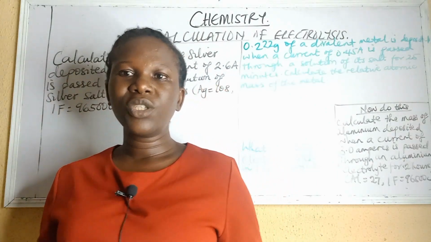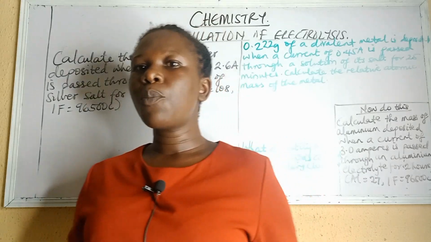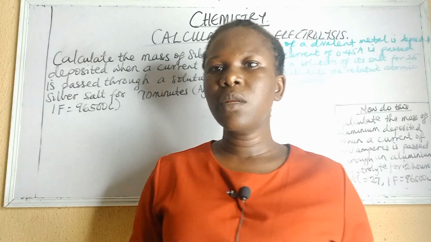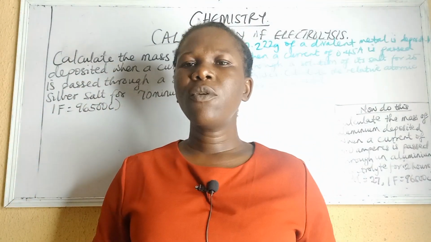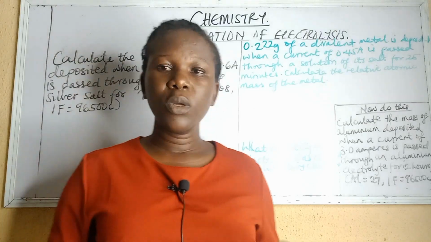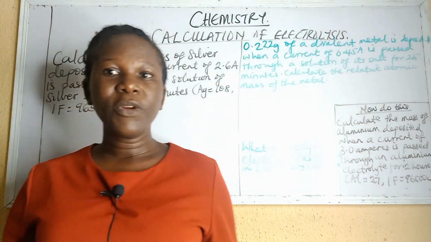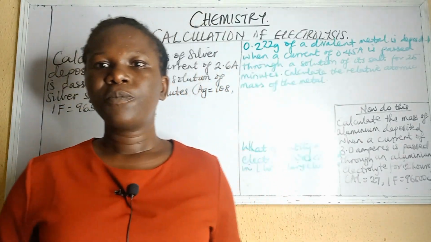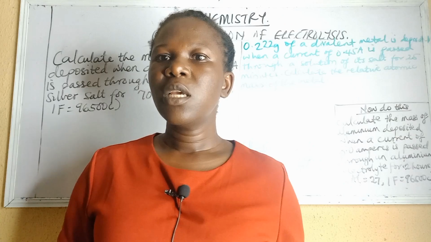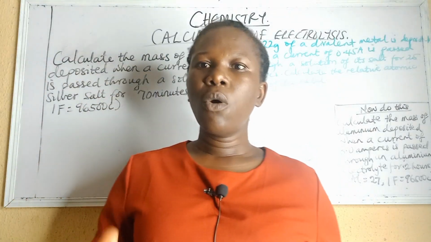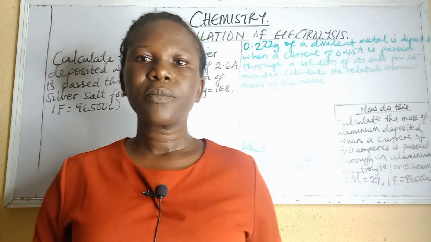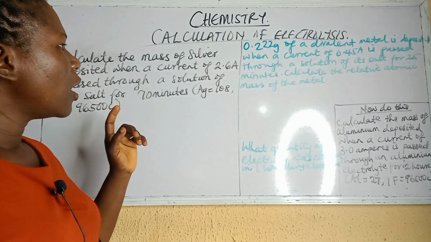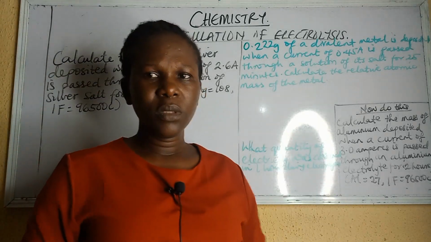The mass of an element discharged during electrolysis is directly proportional to the quantity of electricity that is passing through it. That is, if the quantity of electricity is increasing, the mass is also increasing. And the second law of electrolysis states that if the same quantity of electricity is passing through different electrolytes, the relative number of moles of elements discharged is inversely proportional to the charges on the ions of the elements. So, applying this principle, we'll be able to solve this calculation question easily.